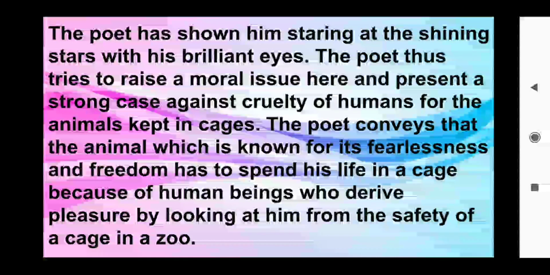The poet thus tries to raise a moral issue here and presents a strong case against cruelty of humans for the animals kept in cages. The poet conveys that the animal, which is known for its fearlessness and freedom, has to spend his life in a cage because of human beings who derive pleasure by looking at him from the safety of a cage in a zoo.